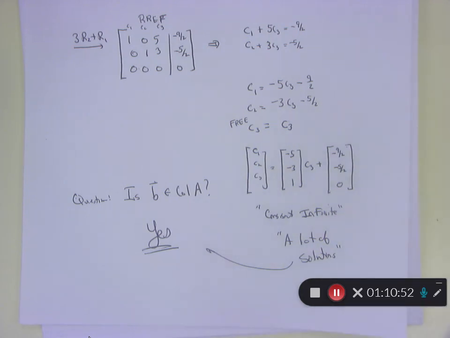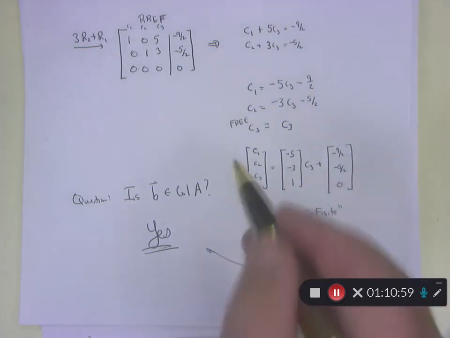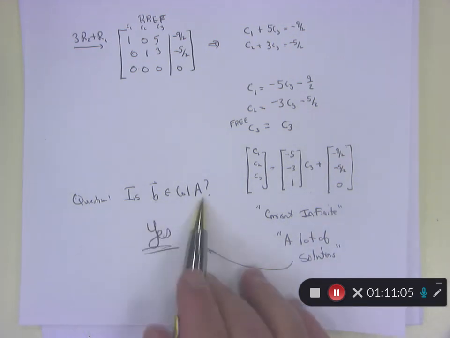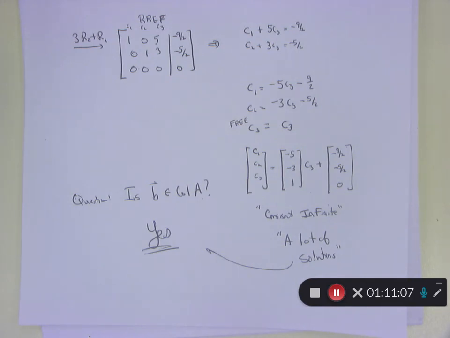You let C3 be 0, C3 be 1, C3 be 405. You can get an answer for C1, C2, C3. That infinite number of solutions, it still is consistent. So the answer is yes, B is in the column space of A. So as long as there is at least one solution, the answer is going to be yes.